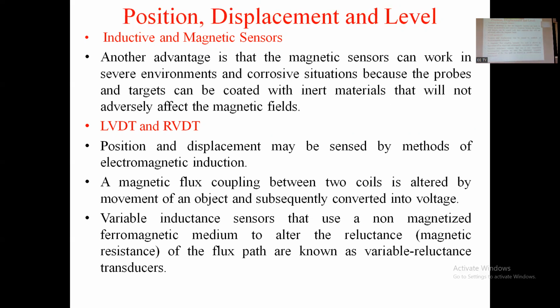Okay. LVDT is used to measure linear displacement. RVDT, as its name suggests, rotary variable differential transformer, is used for rotary function to measure circular distance, or rotary displacement. Okay. So LVDT, to detect position and displacement, senses by the method of electromagnetic induction. Its principle depends upon the electromagnetic induction principle.